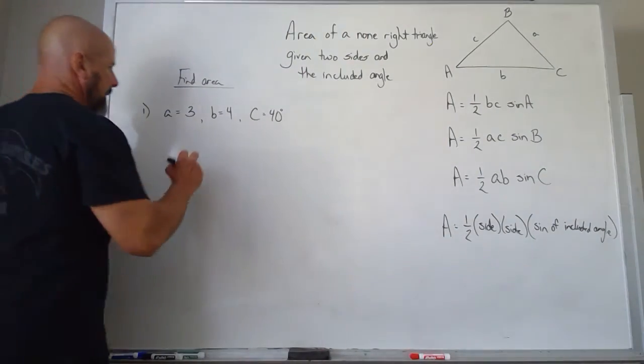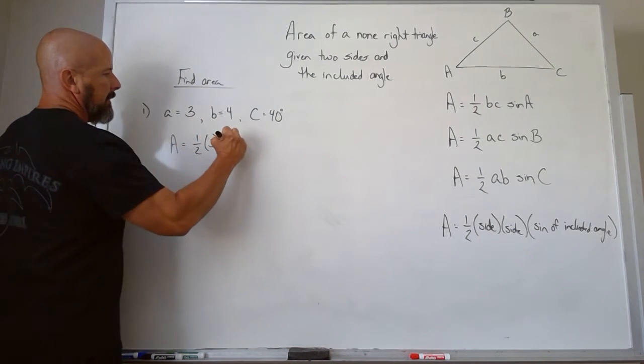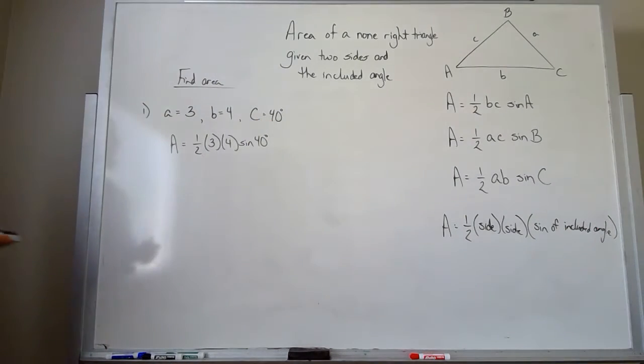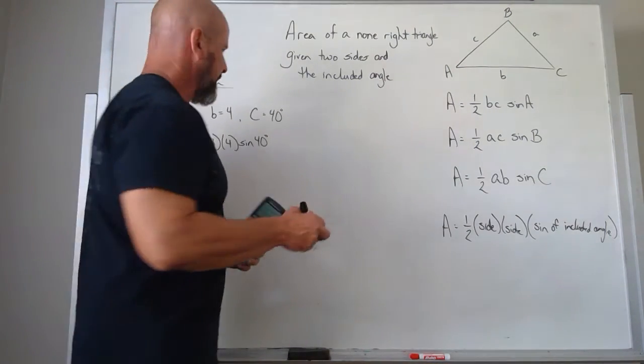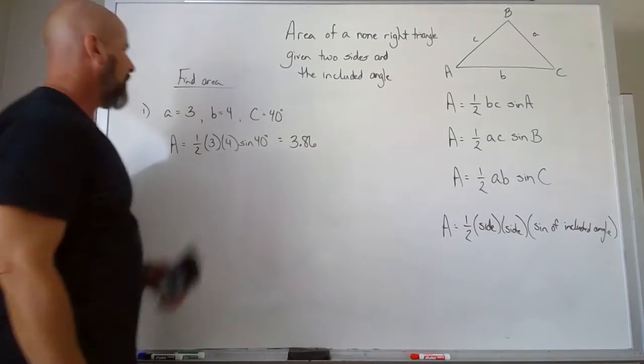So here we just type it in. Area is 1/2 times 3 times 4 times the sine of 40 degrees. We're in degree mode because we had degrees. If we were given a radian measure, we'd need to make sure our calculator is in radian mode or change it to degrees, whichever is easiest for you. So this would give me 3, I'll go nearest 100, so 3.86. Okay. That would be my area.